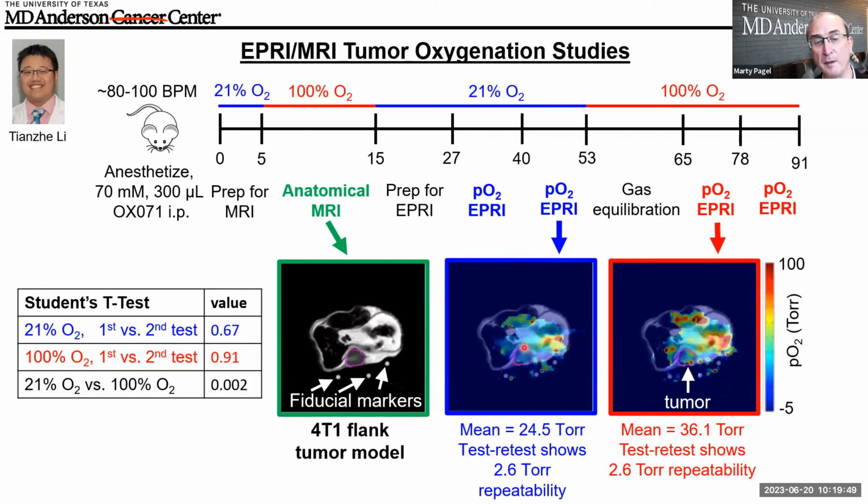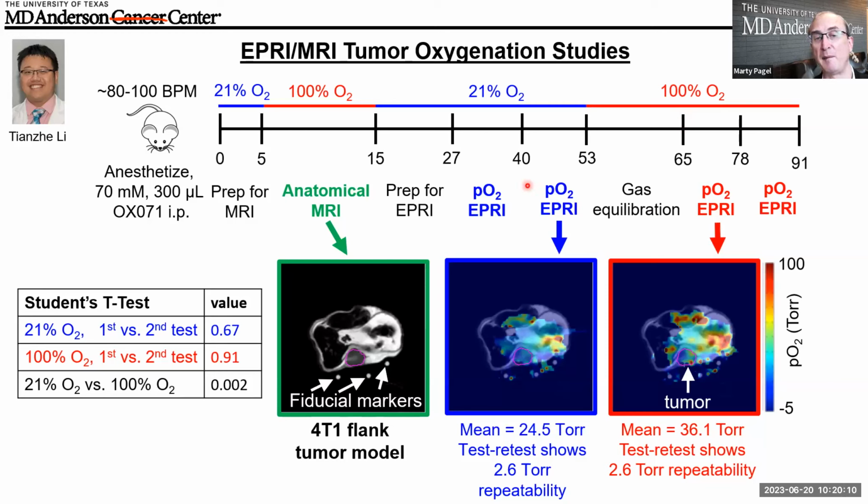And here we can circle the tumor in the MR image and then overlay that on the EPR. We have a tolerance of about half a millimeter. It's about, again, the size of a pixel within our PO2 map. And then we can change the gas, wait 12 minutes for equilibration, and then do that measurement again.